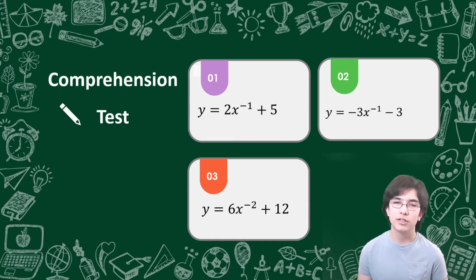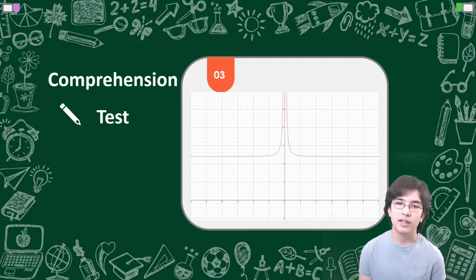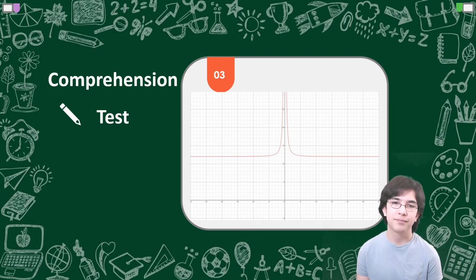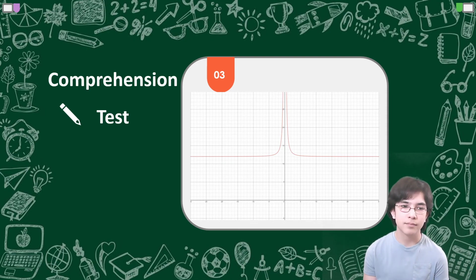Question 3, the last question. Draw the graph of 6x to the power of -2 plus 12. So you'll notice that, as always, it tends towards 12, because 12 is the number added, the y-intercept. But in this graph, both the lines are in the same place, because it's x to the power of -2. Because any negative number is positive when squared. So if x were to be -20, you would still have a positive y.